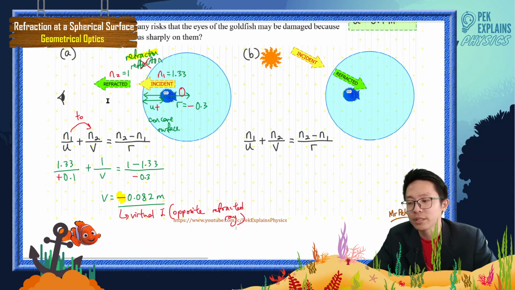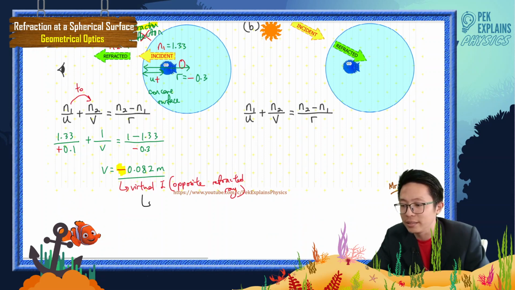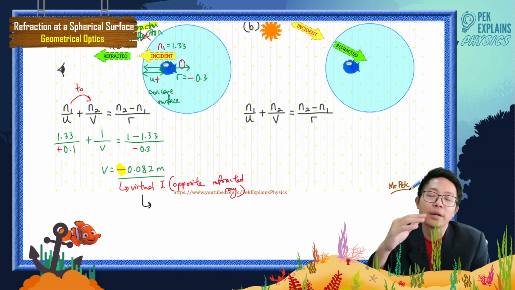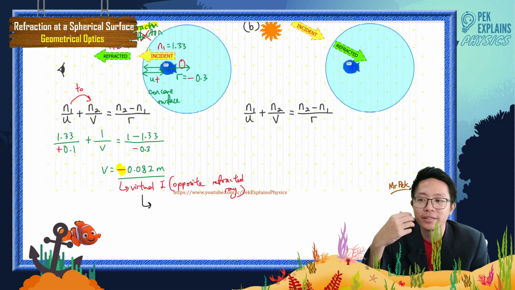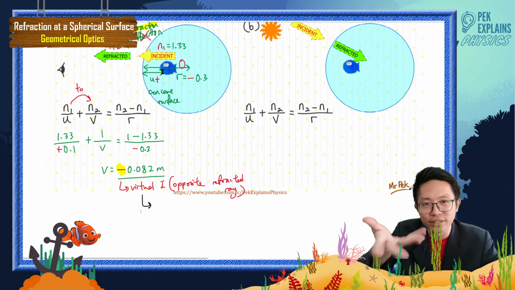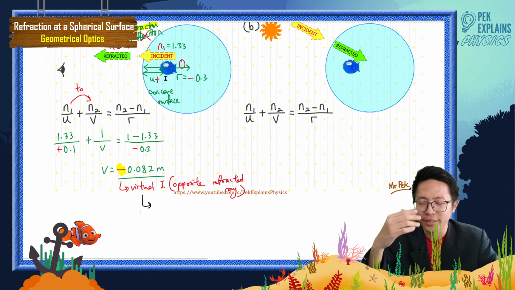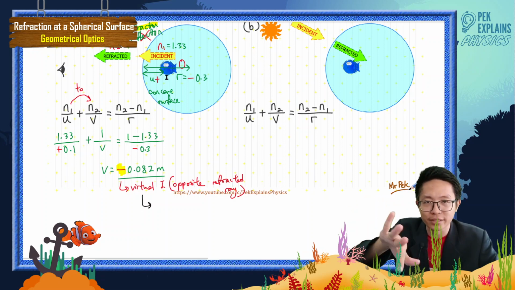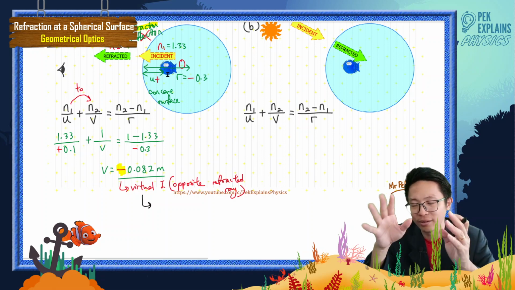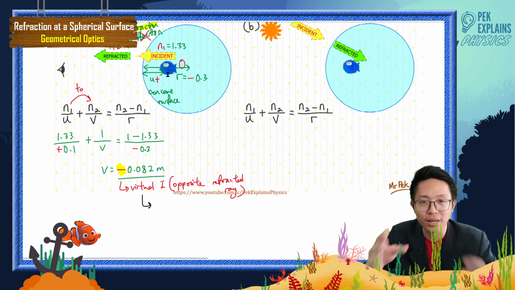That means the image a person sees is still inside the water. Understand or not? Opposite to the refracted ray. That means the image he sees is inside. It is virtual. And another thing: is the goldfish upright or inverted? You see the fish there, like you always see in the aquarium. Inverted? No, you still see the image is upright, isn't it? It's a virtual upright image.